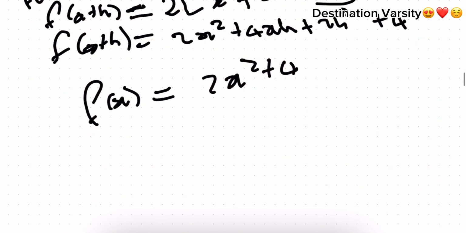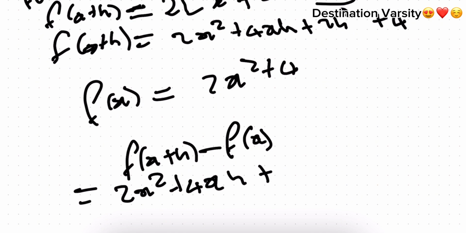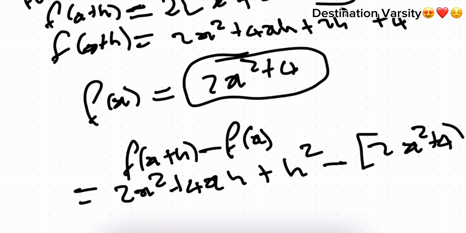Okay. What is f of x plus h minus f of x? This is equivalent to 2x squared plus 4xh plus h squared minus, that's your f of x, right? Minus 2x squared plus 4, right? Then you close the brackets. Okay?